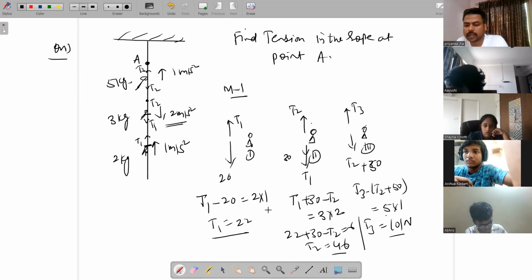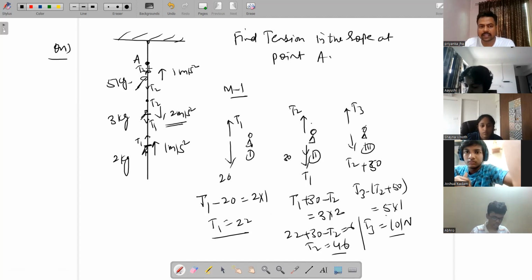So the sum should give the total tension at A, right? Not the sum, T3. See, this point is here, and here tension is T3. There is no monkey here. So from here till the ceiling, tension will remain the same in this part of the string. So it's the same as T3. So the answer is 1018.